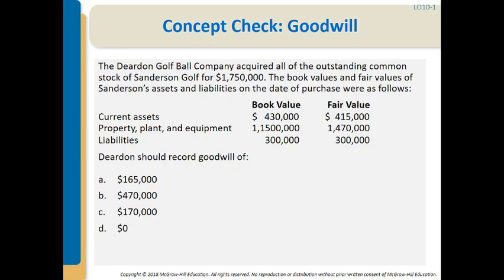All right, so we have an example here. Dearden Golf Ball Company acquired all the outstanding common stock of Sanderson Golf for $1,750,000. The book values and fair values of Sanderson's assets and liabilities on the date of purchase were as follows.